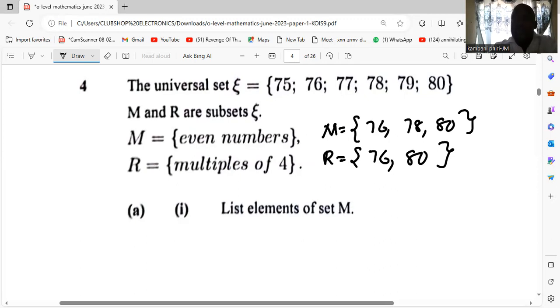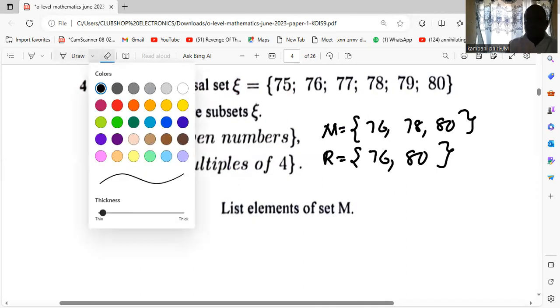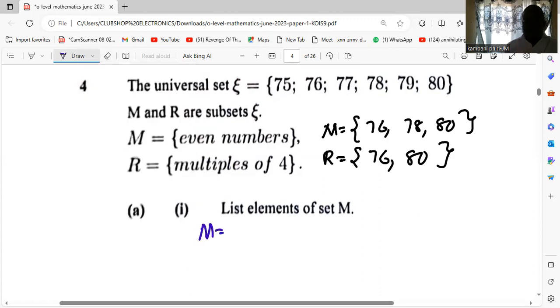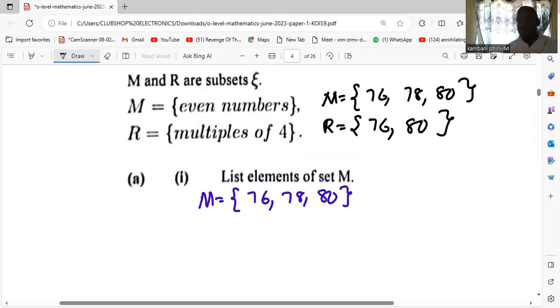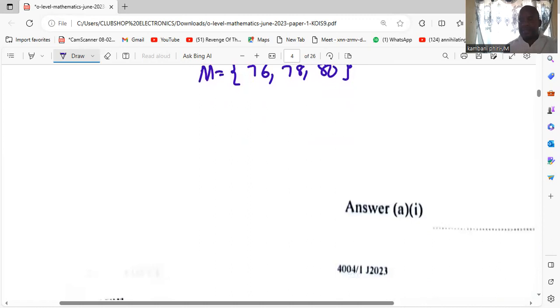Okay, so before you even answer, it's better you interpret the sets themselves and list them. Even if they have not asked you to list, try to list. It's very, very important. So we've managed to list. Let's write it nicely. M is 76, 78, and 80. And that's our answer.